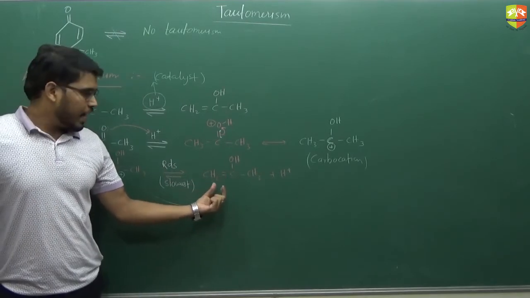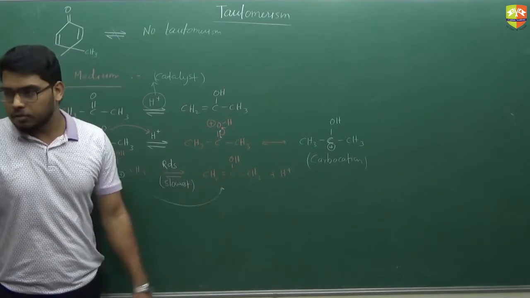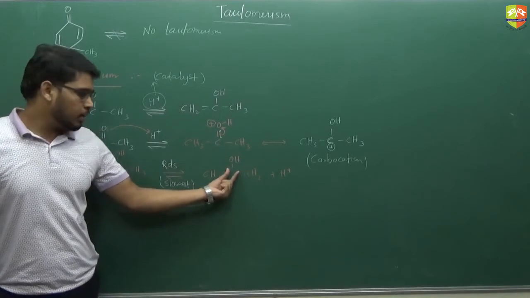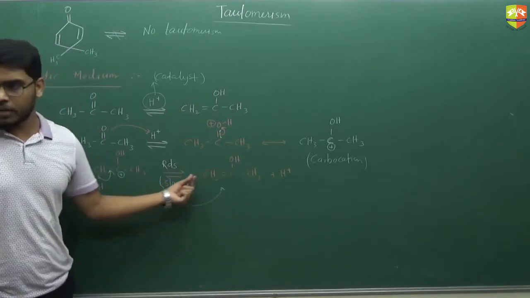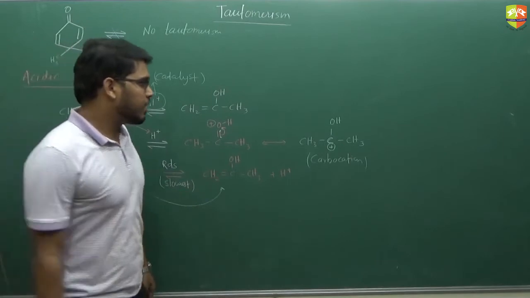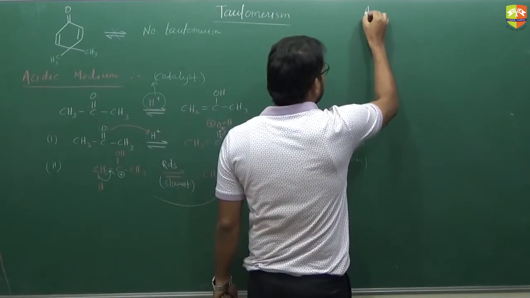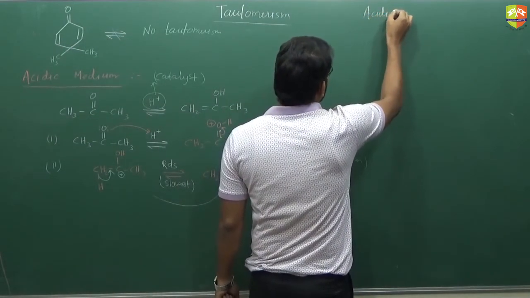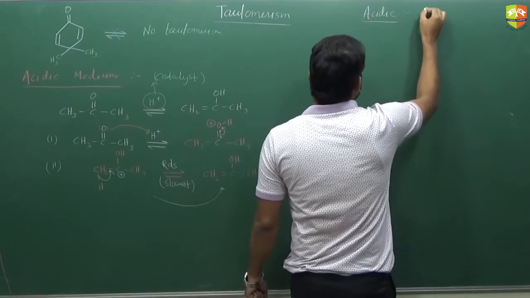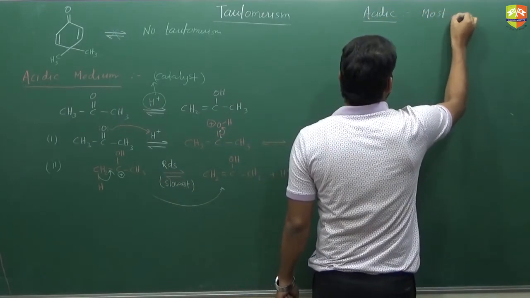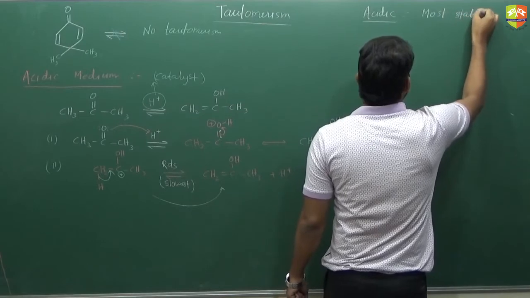Correct? So we'll try to get most stable alkene in this. If it is more stable, the reaction goes in forward direction. Correct? So in acidic medium, what we'll try to form, if the medium is acidic, most stable alkene will form. Most stable alkene is the major product.